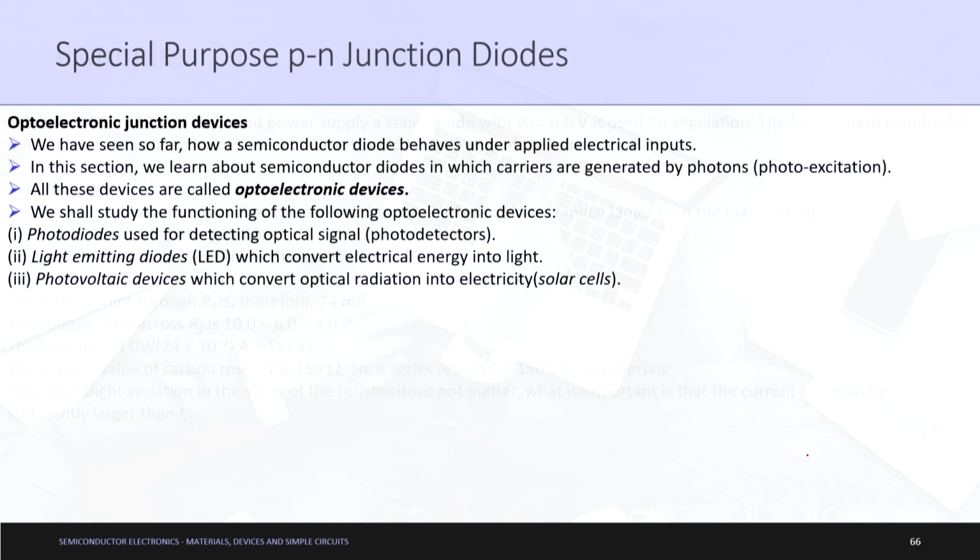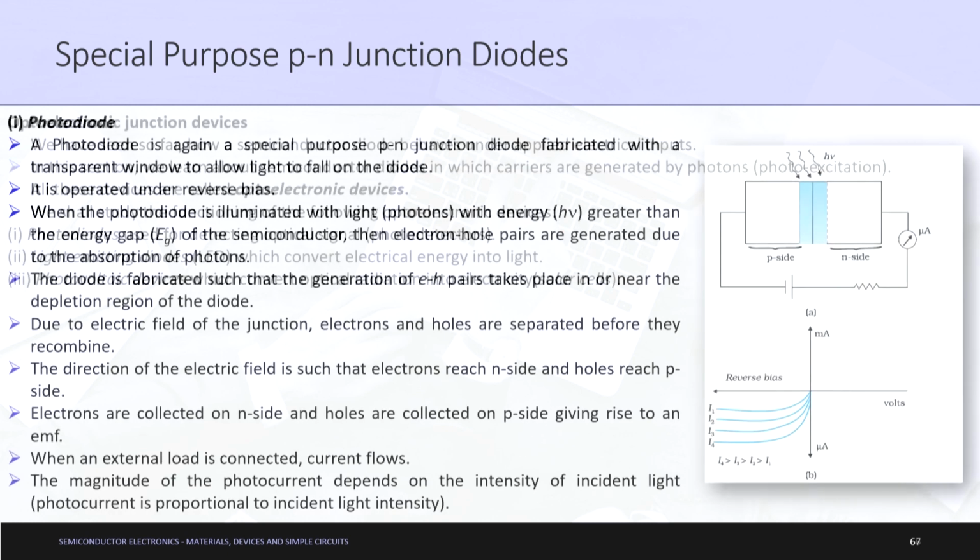Okay. Fine. Next thing is your optoelectronic junction devices, in which we have completed the first one, that is photodiode. What is the basic use of photodiode? Photodiode is used for detecting the optical signals. Then next comes light emitting diode. In light emitting diode, what is the basic usage? It converts the electrical energy into light. The third after this, which we will be understanding, will be photovoltaic devices, which convert the optical radiation into electricity, that is basically the solar cells. One of the examples of this is solar cells. Okay. So, let us start directly.